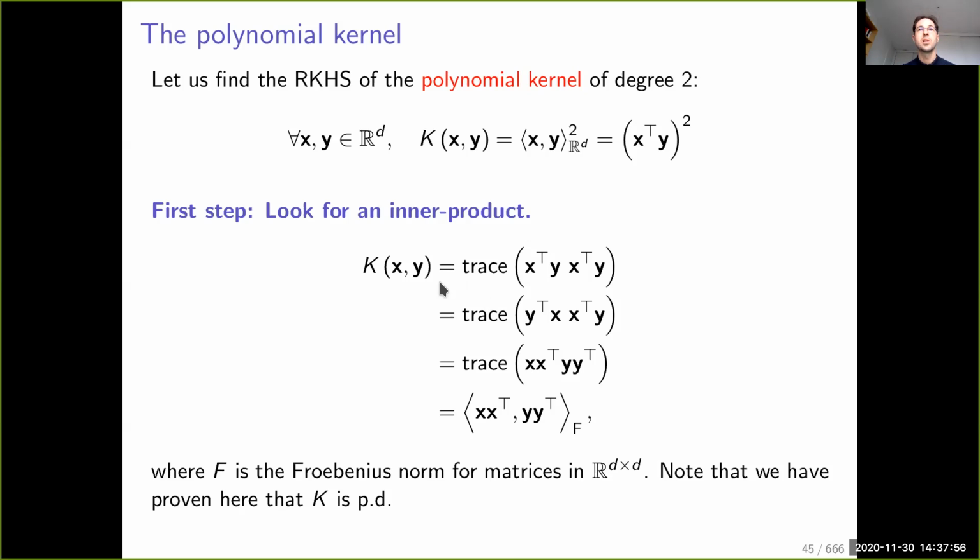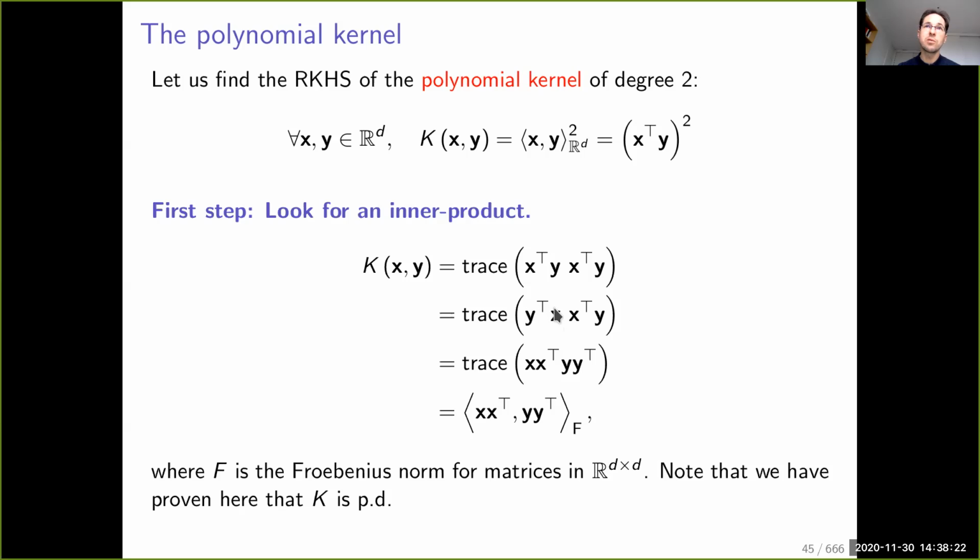So the first thing we do is that we write x transpose y squared is equal to x transpose y times x transpose y. So not the most exciting part of the proof. And then we take the trace of it. So the trace of a scalar value is the same scalar value. It's simply the identity. It looks like it doesn't make sense. So let us work a bit more.